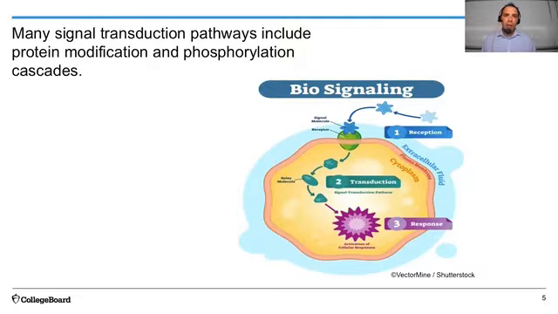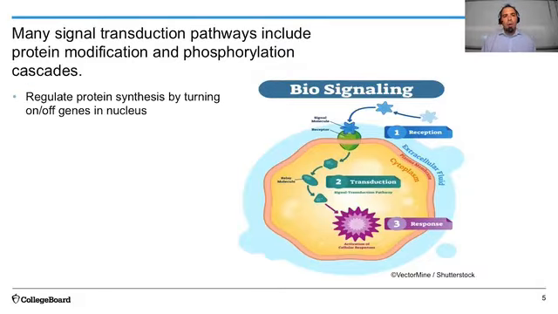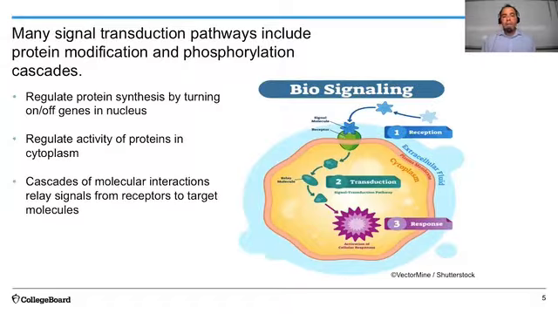Again, some new terminology may be here for you, so if you want to pause the video and write them down and maybe look them up to define them to kind of help you. But regulate protein synthesis by turning on or off genes in the nucleus. And so that's one of the ways that there can be protein modification. Can regulate activity of proteins in the cytoplasm depending on the function of it. And also there are cascades of molecular interactions, relay signals from receptors to target molecules.